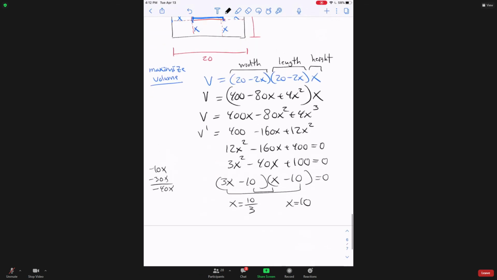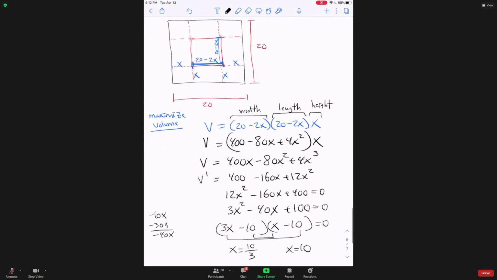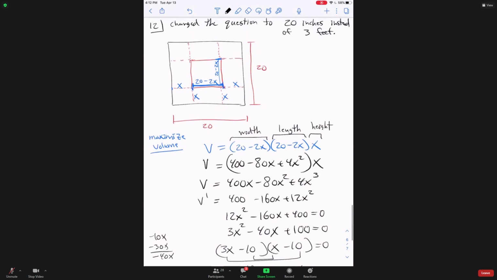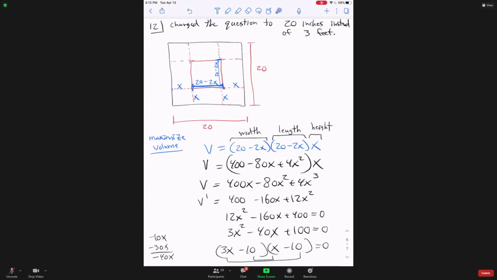Now, going back to the problem, which one of these is the correct answer? X equals 10/3 or x equals 10? Or does it have two correct answers? Well, let's see. Remember what X represents. X represents how far out you go before you cut the corner. If this whole side is 20 inches, would it be possible to go out from here to here 10 inches and then from here to here 10 inches? No, because then you'll have no box left.